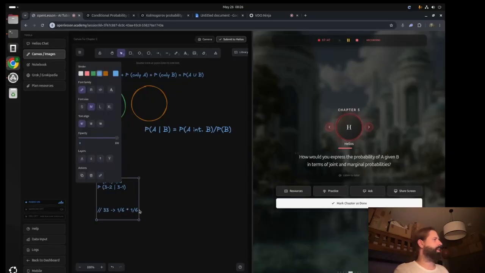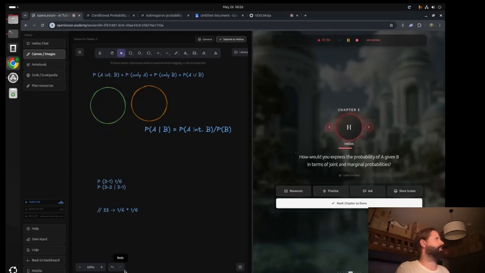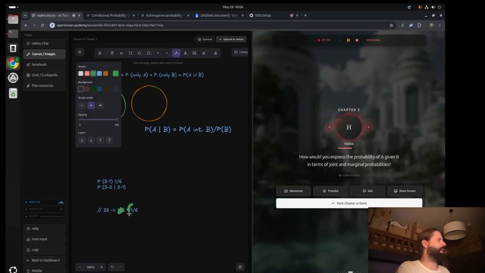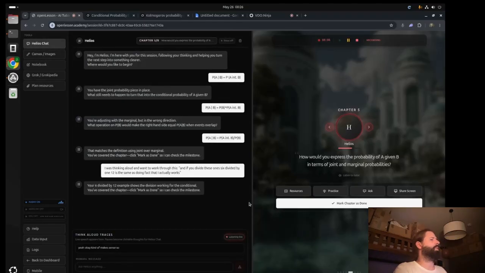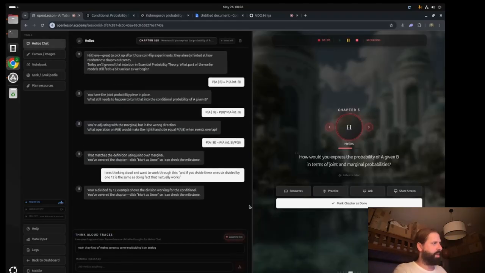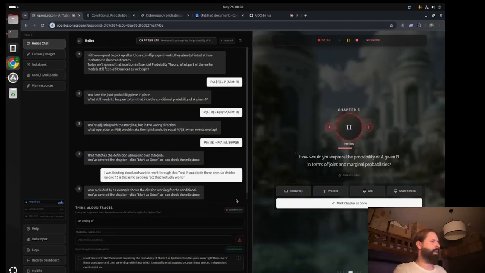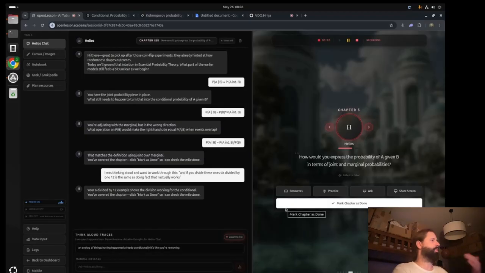So if I take this and divide it by the probability of B, which is 1/6, then one of these goes away, and we end up with this, which is naturally what happens because these are two independent events, right? So yeah, okay, kind of makes sense. Multiplying is an analog of things happening together. Dividing is an analog of things having happened already, conditionally. It's like you're removing, you're undoing, right?